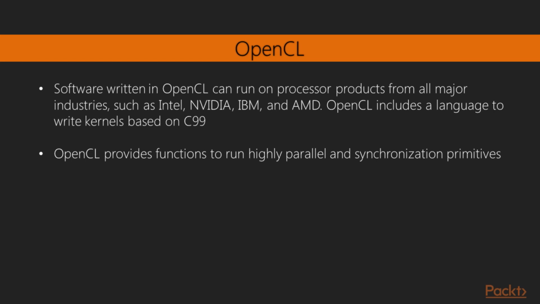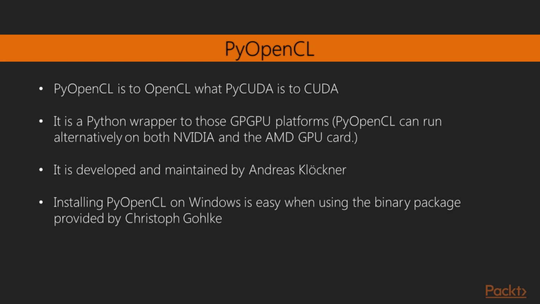In the videos which follow, we'll examine the Python implementation of OpenCL called PyOpenCL. PyOpenCL is to OpenCL what PyCUDA is to CUDA, a Python wrapper to those GPU platforms. PyOpenCL can run alternatively on both NVIDIA and AMD GPU cards. It's developed and maintained by Andreas Klöckner. Installing PyOpenCL on Windows is easy when using the binary package provided by Christoph Gohlke. His webpage contains Windows binary installers for the most recent versions of hundreds of Python packages. It's of invaluable help for those Python users that use Windows.